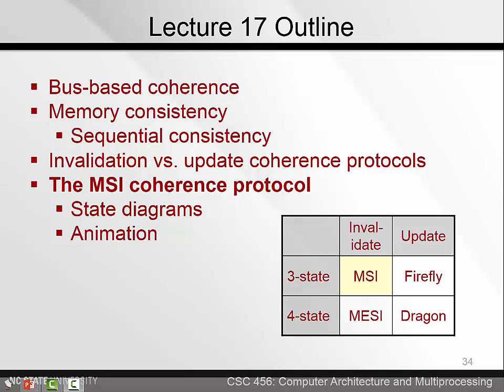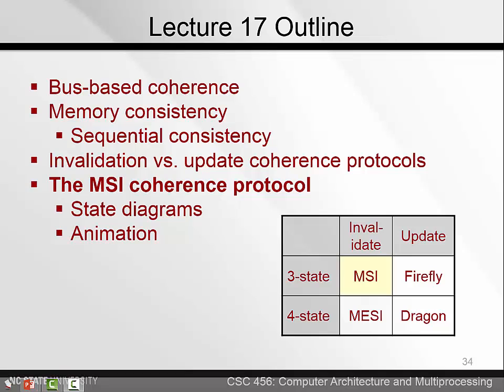Now let's go through several coherence protocols one by one, starting with the MSI protocol. As you can see from the table in the lower right-hand corner of the slide, the MSI protocol is a three-state invalidation protocol. In later videos, we will consider a four-state invalidation protocol, MESI, a three-state update protocol, Firefly, and a four-state update protocol, Dragon.